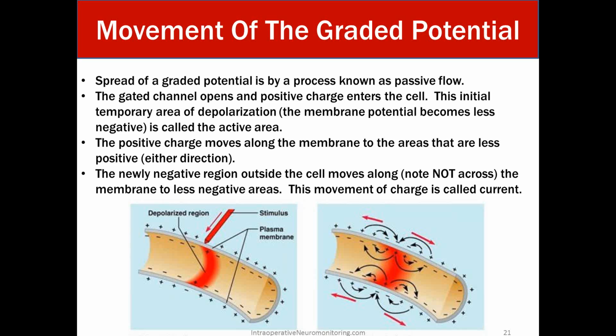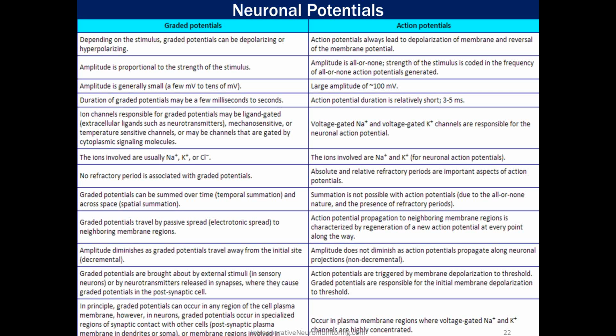The positive charge moves along the membrane to the areas that are less positive, so it can go in either direction. Charge moves along the inside of the membrane, not across it, from the more positive area to the less positive areas. This movement of charge is called current. So we see the spread of depolarization going in both directions in these graded receptor potentials.